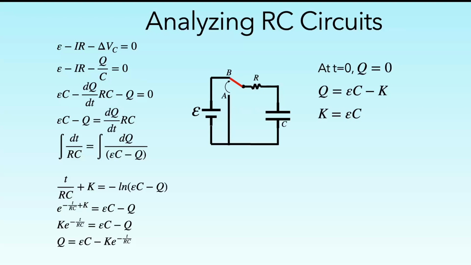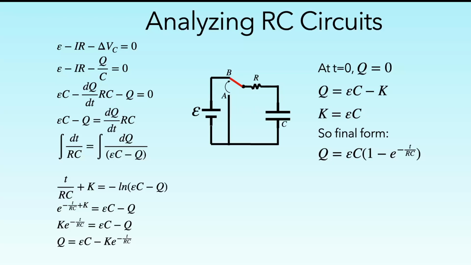When I plug that epsilon C in for K at the bottom of the previous column, then I can factor out epsilon C, and the final form ends up being Q equals epsilon C times 1 minus e to the negative t over RC.